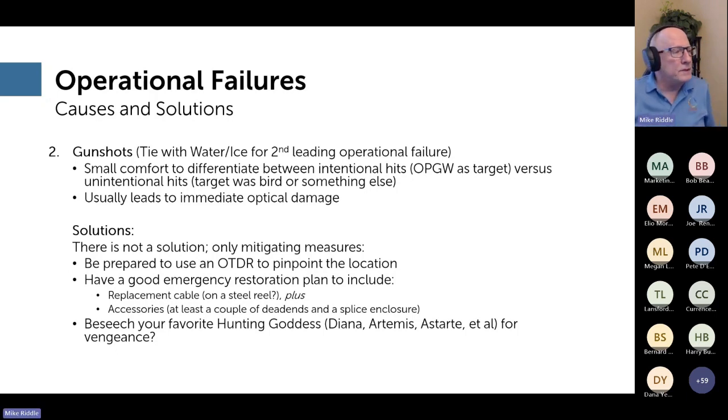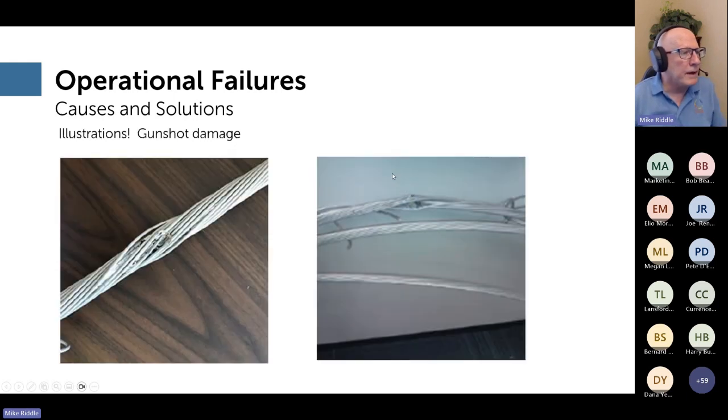You could build a bigger cable, I suppose, but is that still going to stop a 30-06? I don't know. So what you can do is be prepared. You can use an OTDR to pinpoint the location, and then you should have a good emergency restoration plan. You should have some replacement cable on hand if it's likely to be stored for a long time. It should be on a steel reel, and you need to have a few of the necessary accessories you're likely to need. And again, you can also try to appeal to the gods for help. In this case, vengeance on the guys that shot your cable.